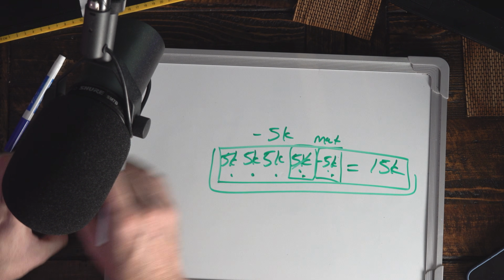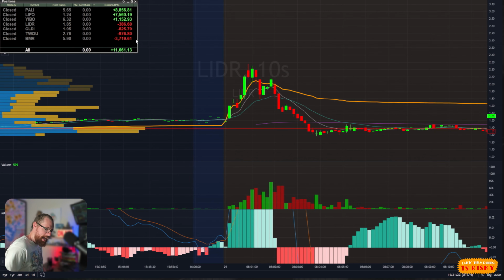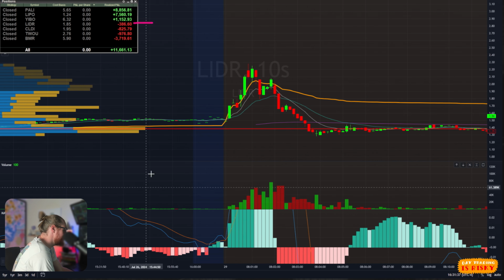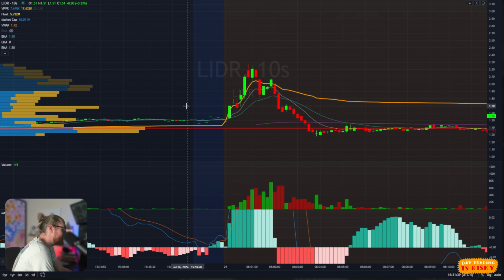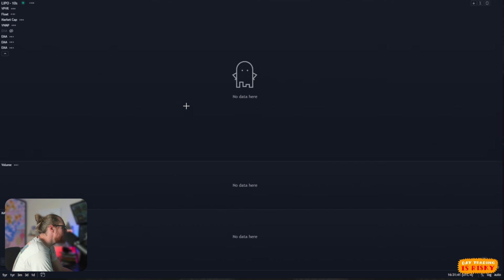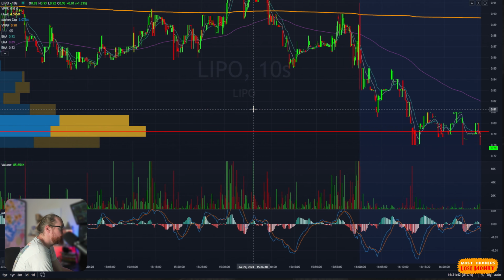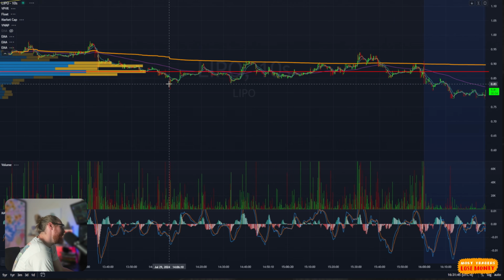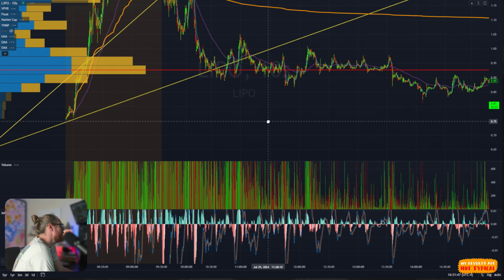So this was kind of my thinking here: now you're starting to get real close to your daily max loss. So let's take a step back for a second. BMR, not obvious enough, didn't work. LIDR, not obvious enough, also didn't work. What is obvious right now? And that's when I said, you know what? It's time to trade LIPO. So I switched gears and started trading LIPO. And that ended up being my savior for the morning.